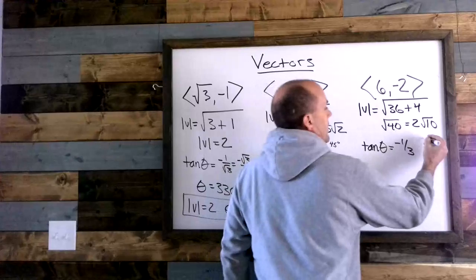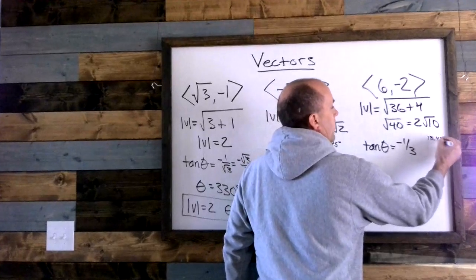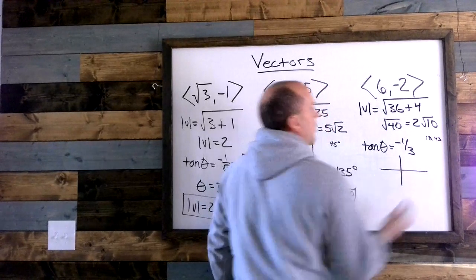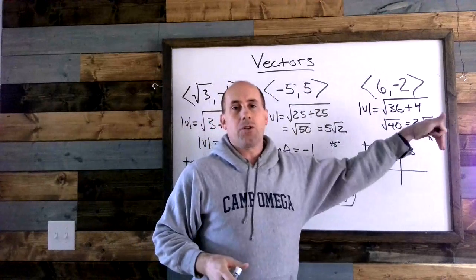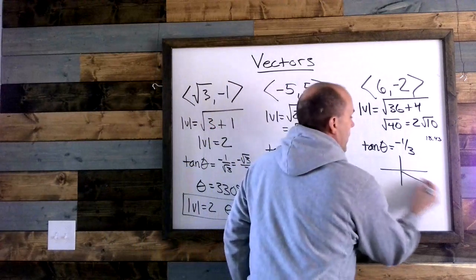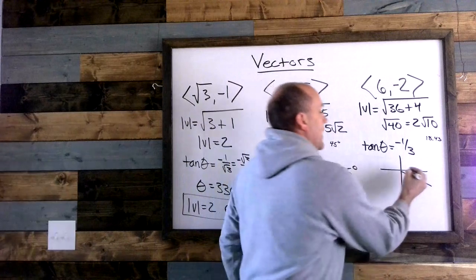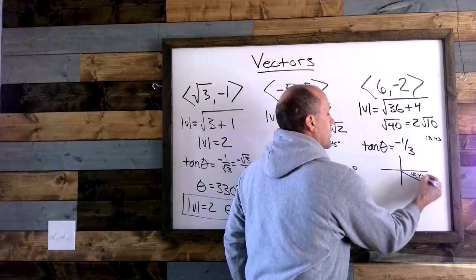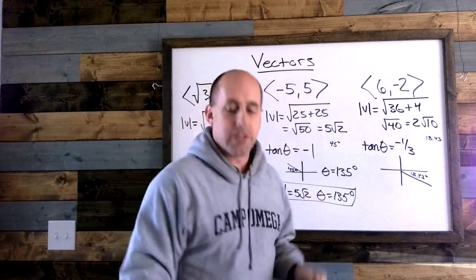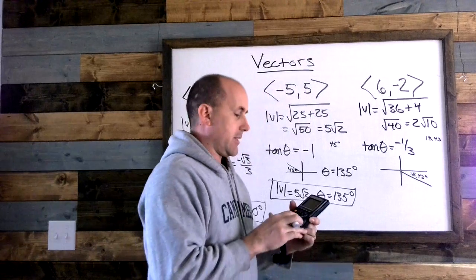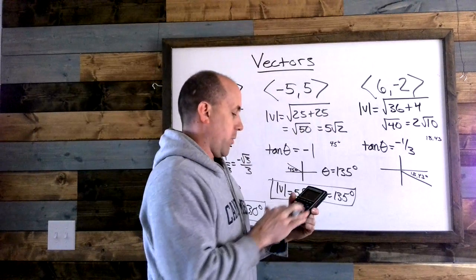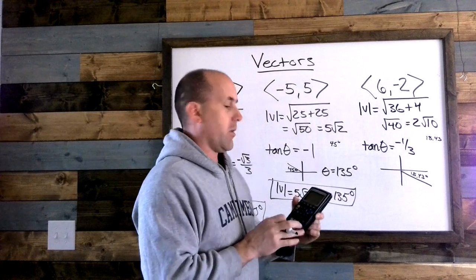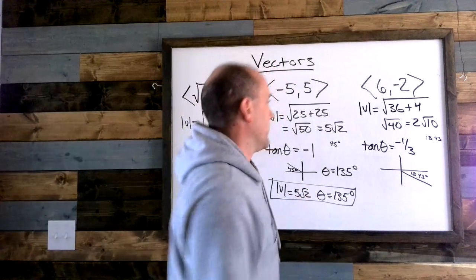So that means that theta, the reference angle, is 18.43, but I need to figure out which quadrant I'm in. Over 6 and down 2, that means I'm in the 4th quadrant here. And so I have an 18.43 degree reference angle. So I'm going to subtract that from 360. 360 minus 18.43, and you guys all know I get 341.57.